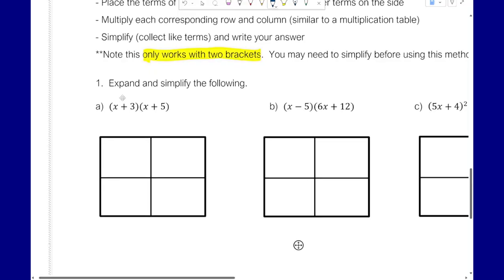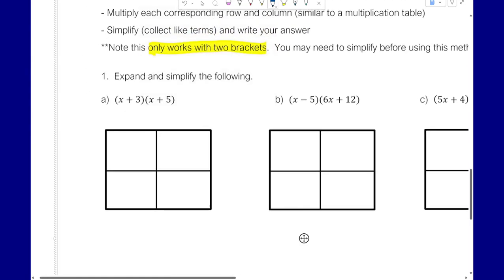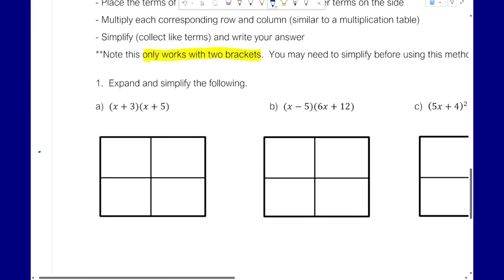So if I look at the first one, x plus 3, I'm going to put the terms on one side. So I'm going to put x here and positive 3 here. I'm going to put x plus 5 on the top. It doesn't really matter where they go. And now I'm going to treat it like a times table.